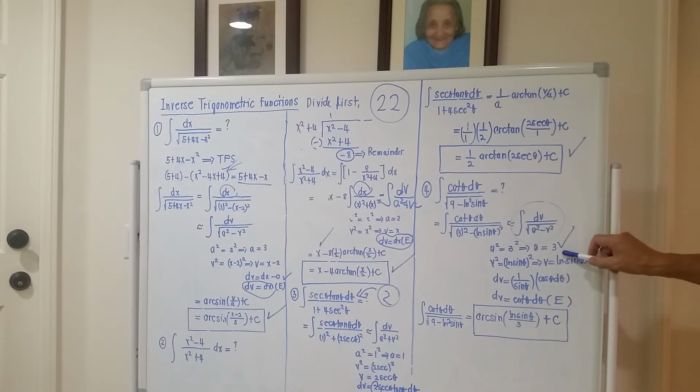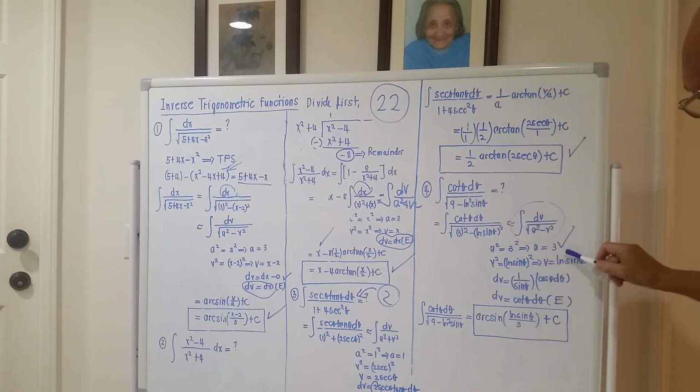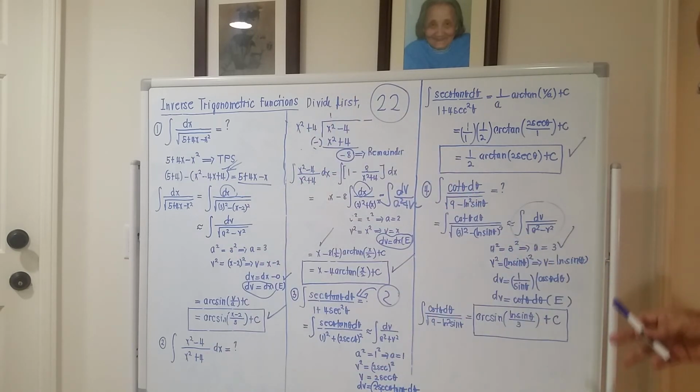B is equal to natural logarithm of sine of theta, taking the differential of both sides. The differential of B is just dv. The differential of natural logarithm is 1 over u, 1 over sine of theta. The value of u for this natural logarithm is sine of theta, times du. And what is the differential or derivative of sine? That's why I told you don't be afraid. We know how to differentiate sine of theta. It will be cosine of theta times differential of theta.